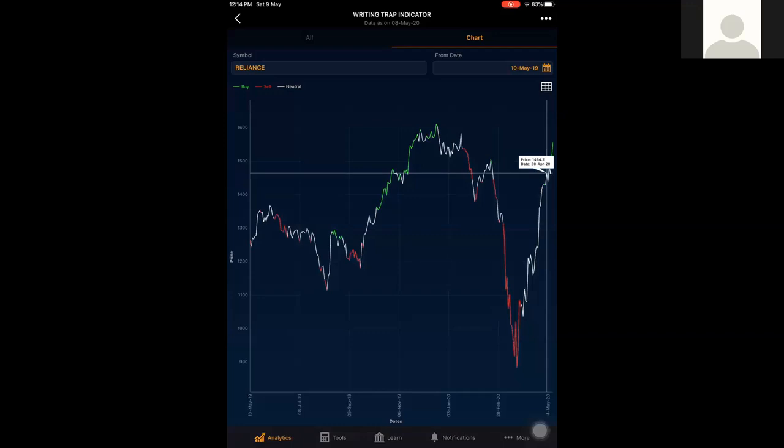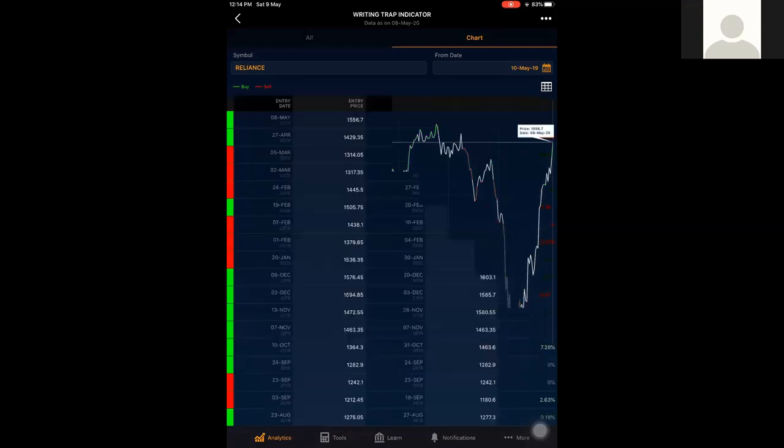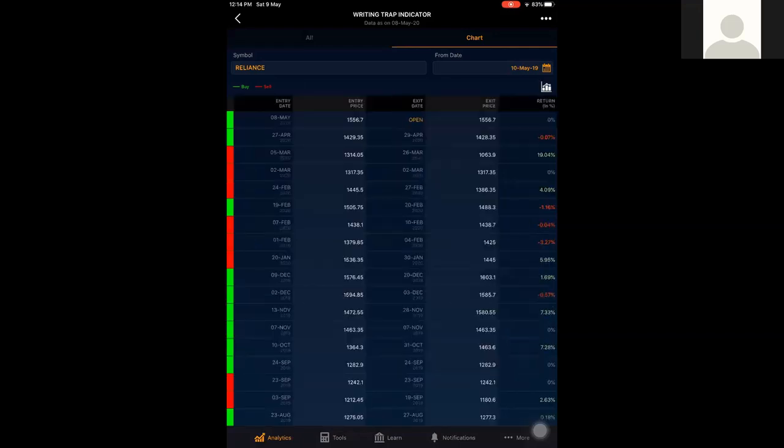a boost. Like the short which decisively came in Reliance on 5th March at 1314 got covered nearly at 1,000 rupees. You see the track. When you go to the table view, you can see the historical data. The last trade it made 19%, then earlier it made 4%. You see that the losses are limited to 2 to 3%, but when the profits are coming, it is riding the profit from 7% to 19%.